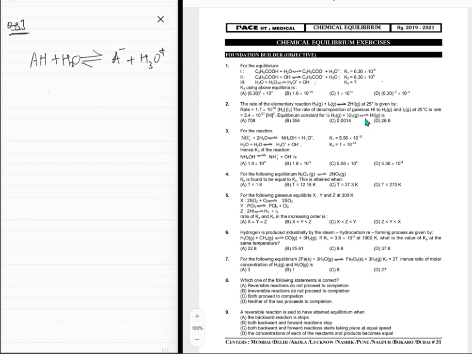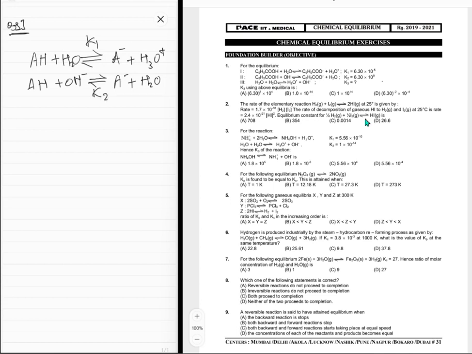And for this guy, you have the equilibrium constant K1. And the next thing is this thing. So it's AH plus OH minus, giving the same thing, A minus, but now H2O. So this thing has K2, right?